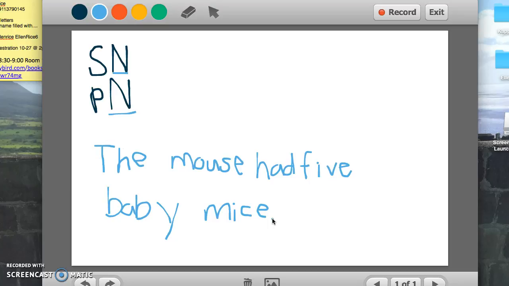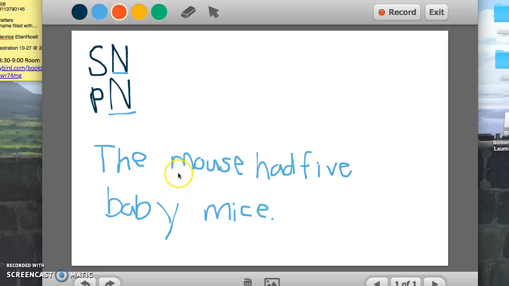When you think you have the answers, I want you to raise your boards in the air for me to check. Then we will go over them together. So underline the nouns and then write above SN for singular and PN for plural.